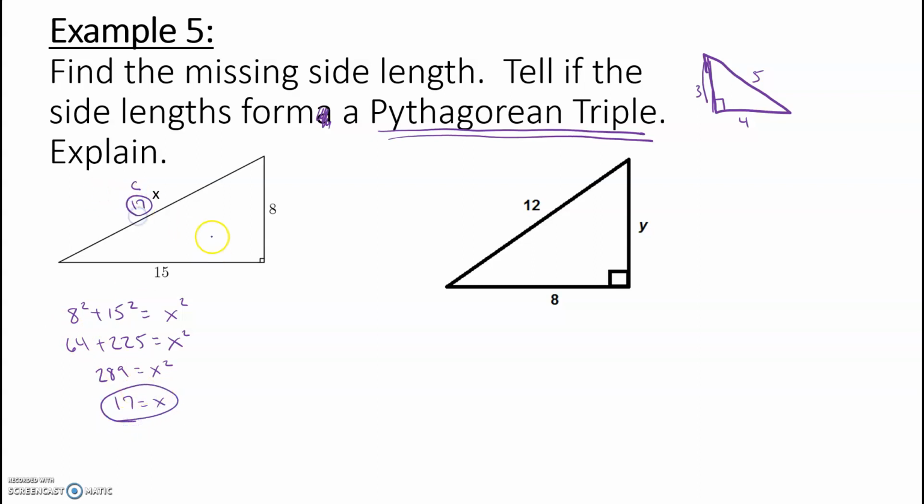So again, make sure your answer makes sense. My hypotenuse is my longest side. And yes, it's a Pythagorean triple. Because all of them are nice whole numbers.